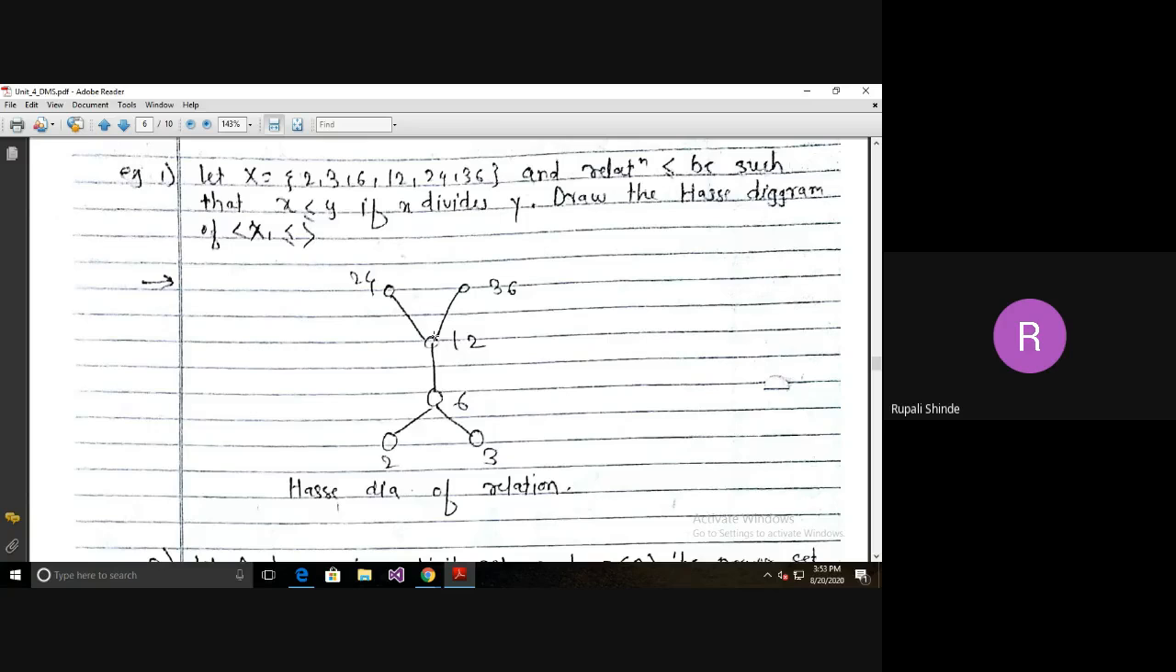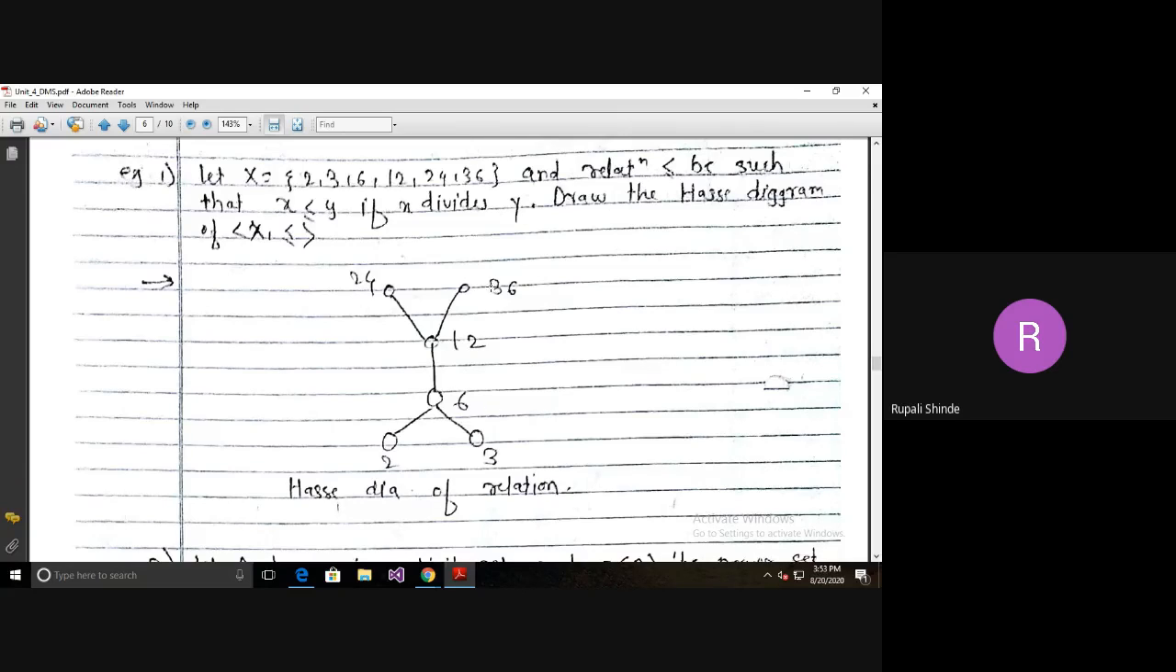2 पण डिवाइड करतस ना 12 ला, but there is a line from 2 to 6 and 6 to 12. So it is not required to give a direct line from 2 to 12. Okay.